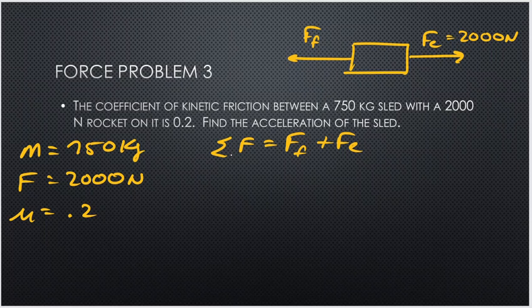Well, the sum of the forces is equal to the frictional force plus the force of the engine. In this case, I can say that ma is equal to the frictional force, which is mu times N, plus the force of the engine, which I'm just going to go ahead and put 2,000 in there. Now, I'm going to put a negative on the friction because I've decided to make 2,000 positive, so the force of friction needs to be negative. For the normal, it's mass times gravity.